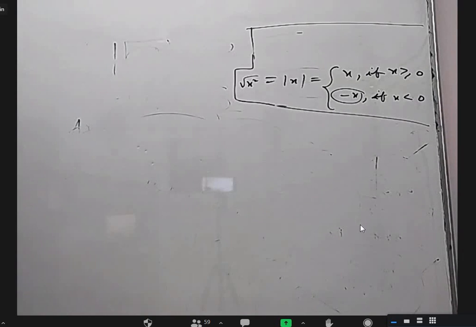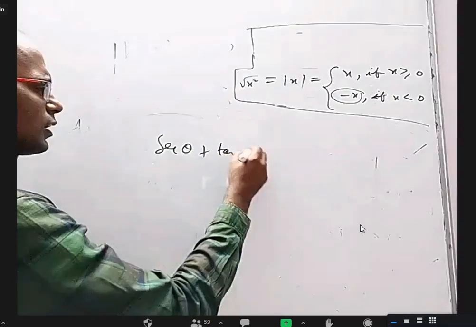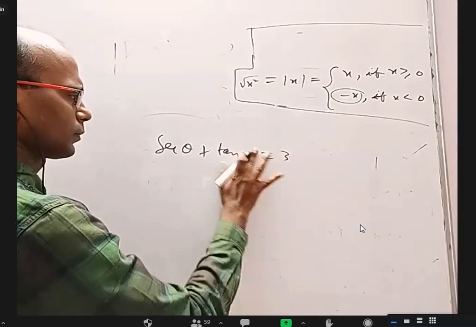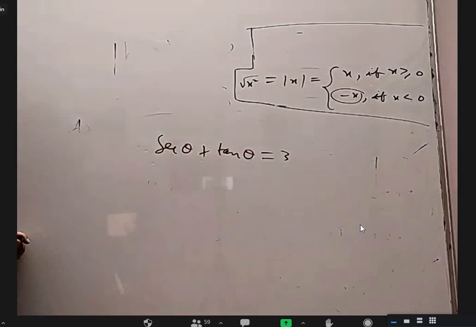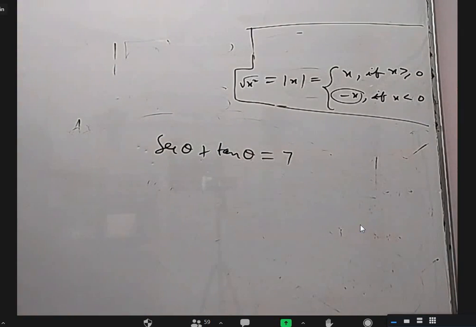Okay, let us see if somebody can give an idea for this question. Don't write, just listen. Secant theta plus tan theta is equal to 3. Theta belongs to which quadrant? How to tell? Three or 5 or 7, you can take some other number, I don't care. I can make it 7 also, not a big issue. Secant theta plus tan theta is 7. Theta belongs to which quadrant?